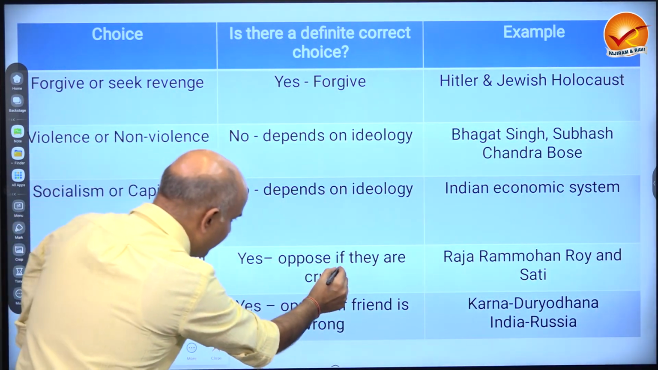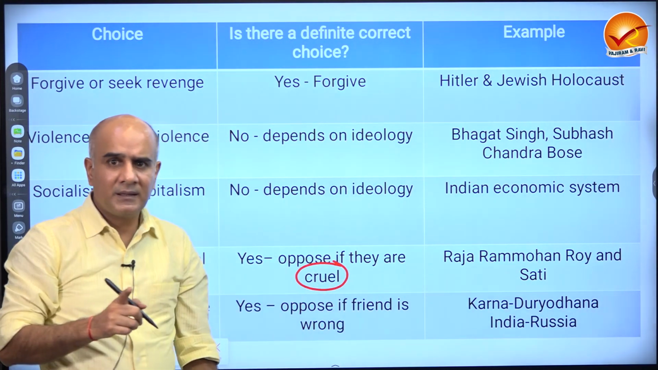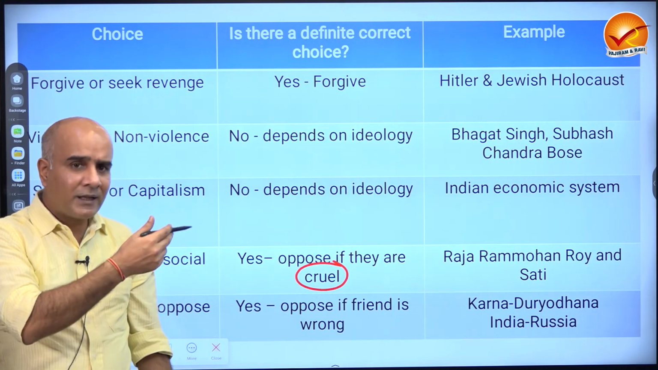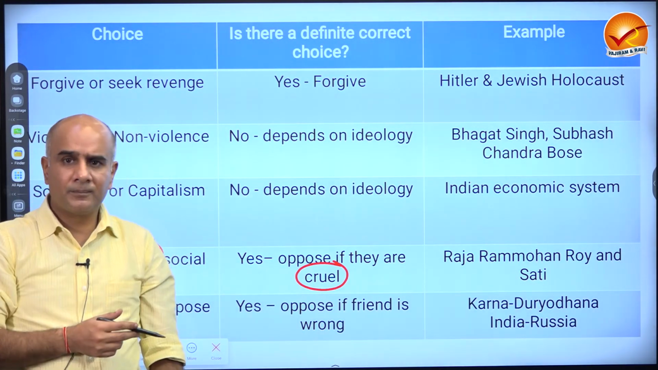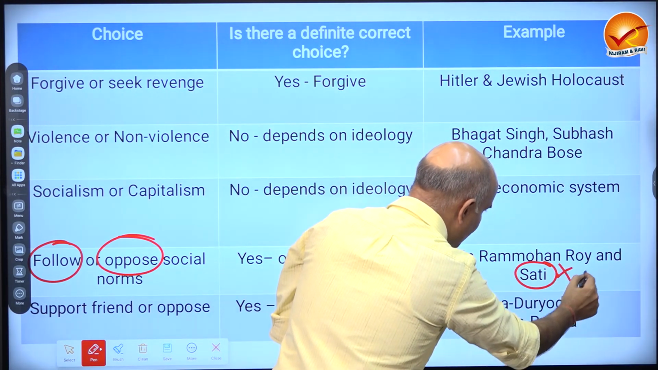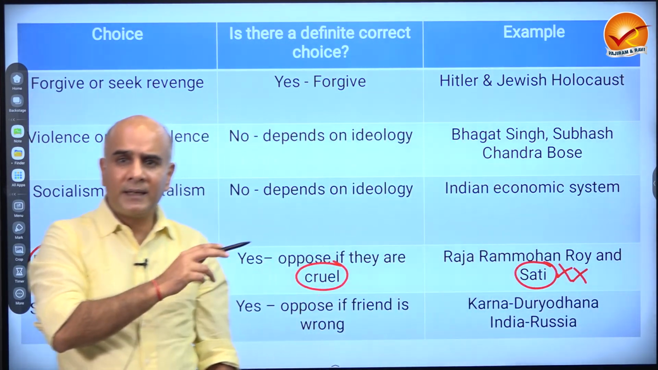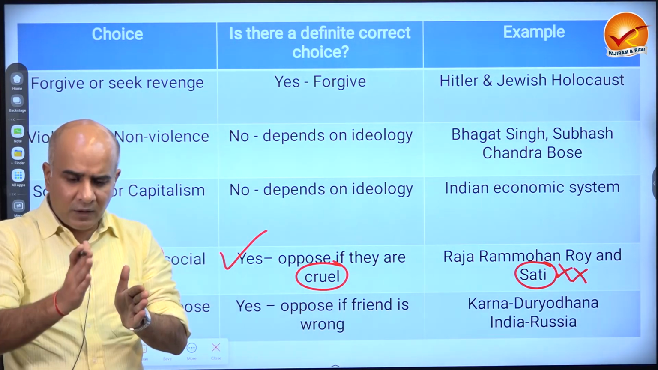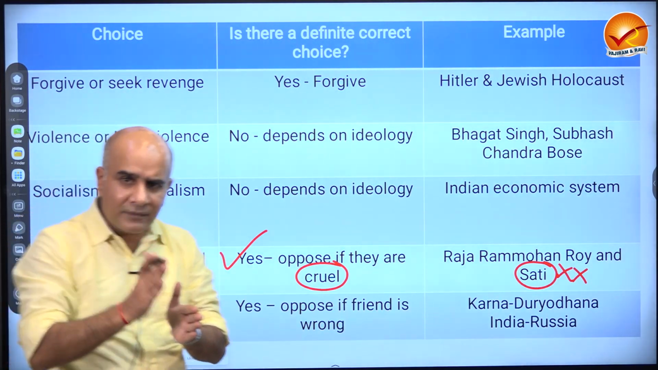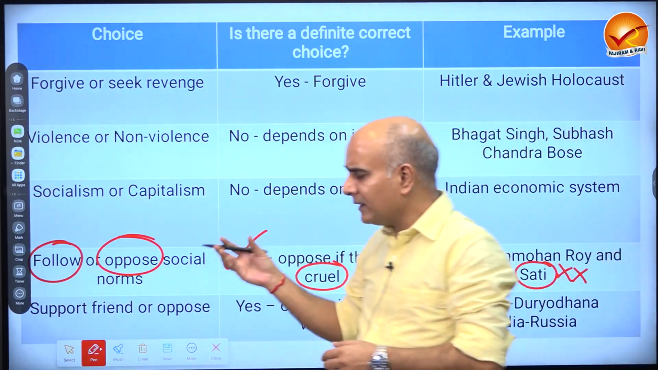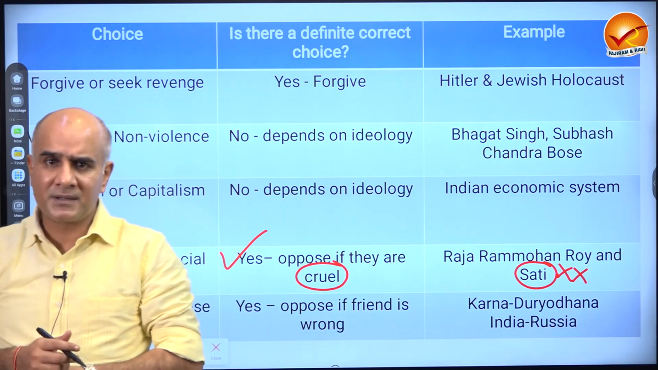When do I follow or when do I oppose these norms? That depends upon whether these norms are just, whether they are fair, whether they are egalitarian, or whether they are wrong, whether they are bad, whether they are cruel. For example, when Raja Ram Mohan Roy starts his crusade against Sati, is that the right decision? Without hesitation, the answer is yes. You have a choice and one of them, without hesitation, is definitely right. Neither of them is wrong. You must oppose it because that is the only way your nation and your society can progress.